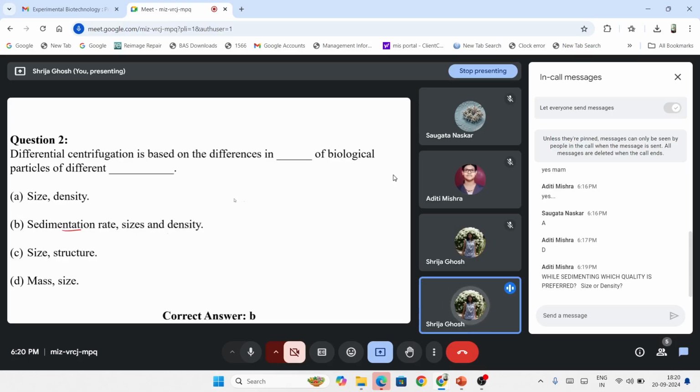It depends on how you are doing it. If you are just centrifuging to remove some particulate matter from a solution, you will just take the tube and centrifuge it at a constant speed for some 5-10 minutes till the particles settle down, right?